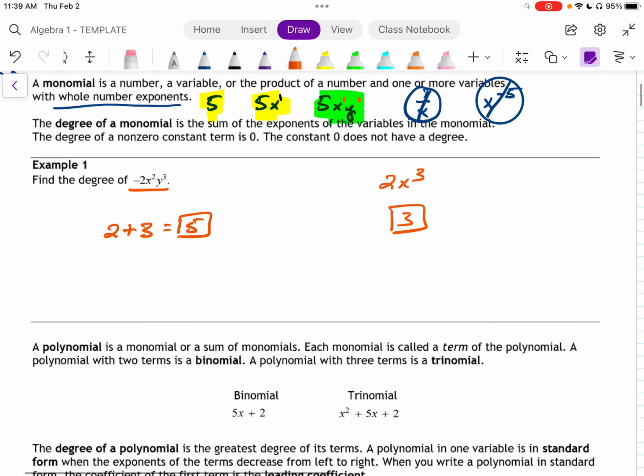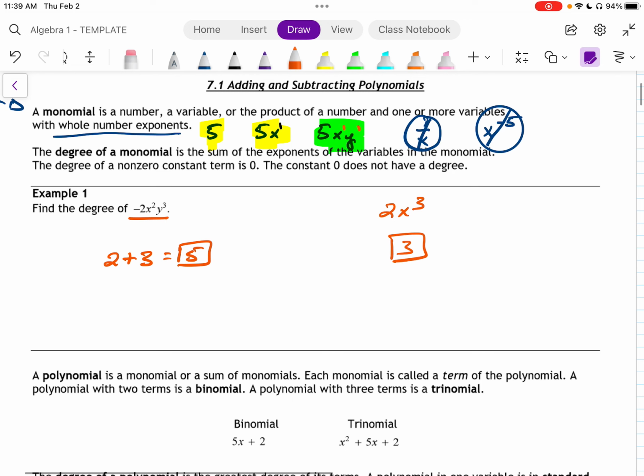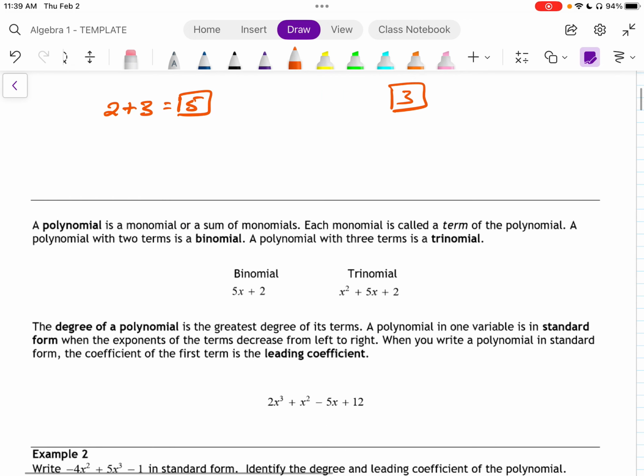All right, looking at a polynomial now. So everything we just talked about were monomials. Now a polynomial is a monomial. It could be just one, or it could be a sum of monomials. Each monomial is called a term. Think about the word term meaning like it's a separate piece, right? A polynomial with two terms is called a binomial, right? Bi meaning two. A polynomial with three terms is a trinomial, okay?